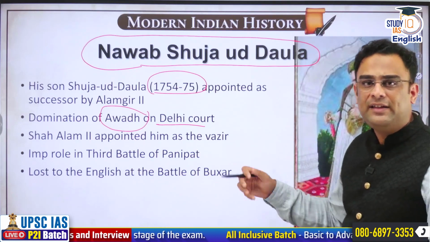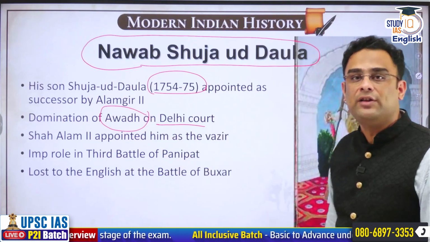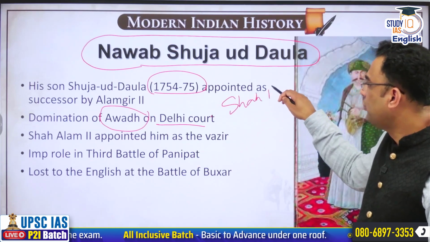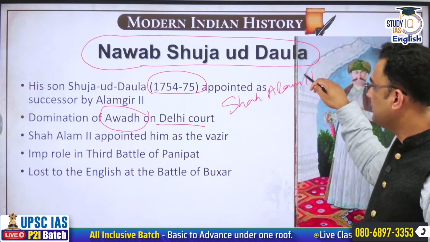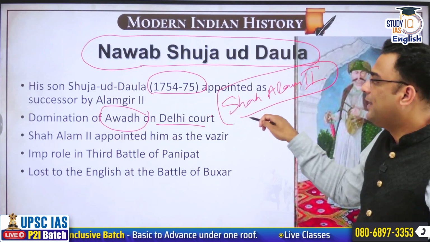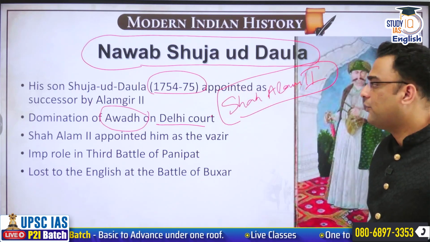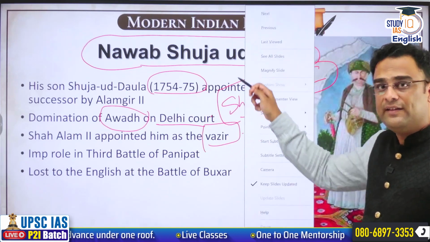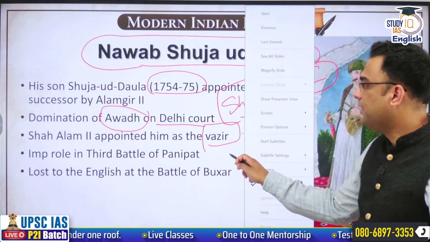Because of his personality, because of the role that he was playing for the Mughal state, the support that he had given to the Mughal ruler Shah Alam II, he became a very important figure in the court politics of Delhi. He was also made the Wazir of Mughals, just like his father was made earlier.